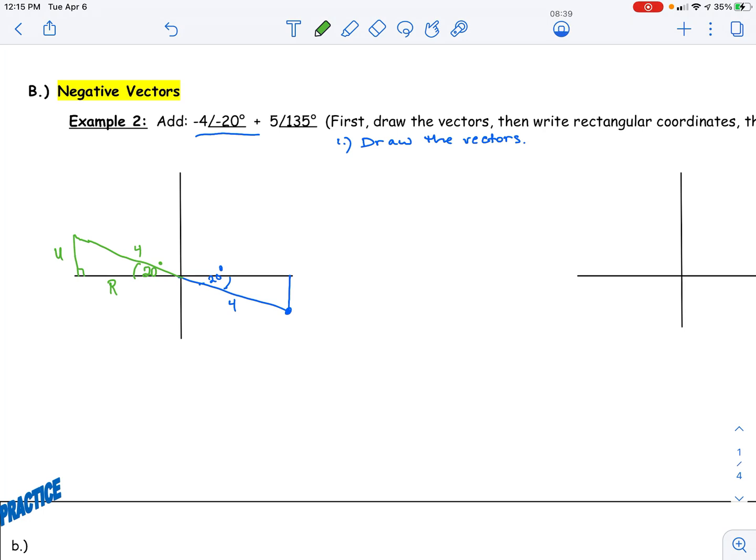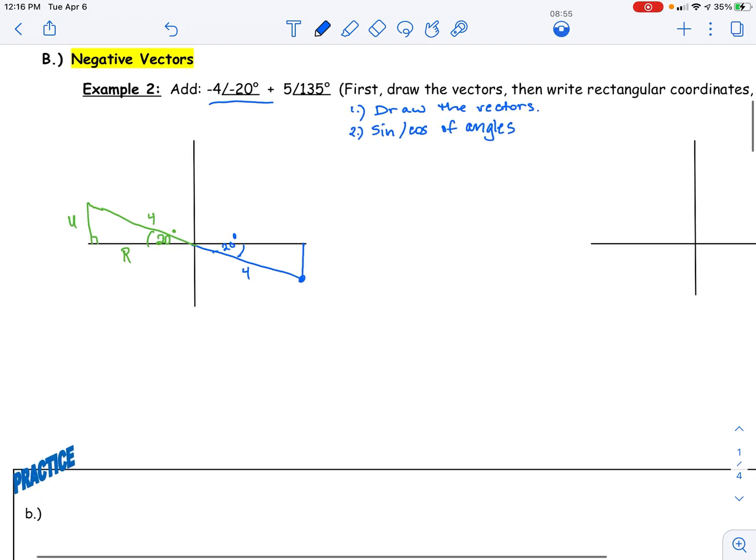Okay, so the second thing we do, and I'm going to do one at a time, so the second step is to find the sine and cosine of the angles. All right, so let's do that. We're going to find the sine and cosine of these angles. I'll stay in green here. We know the angle is 20, so sine 20. We'll go ahead and do the up first, and then we're going to do cosine of 20. I probably need a little more room, so let's just figure one out at a time.